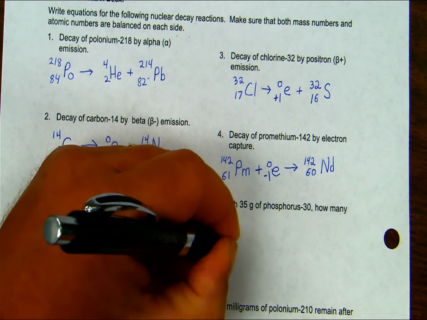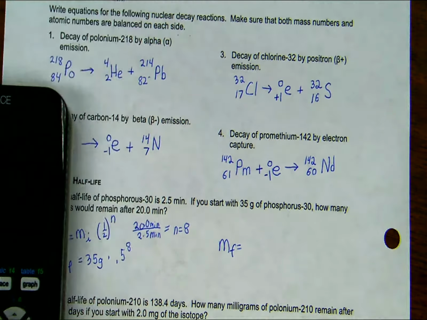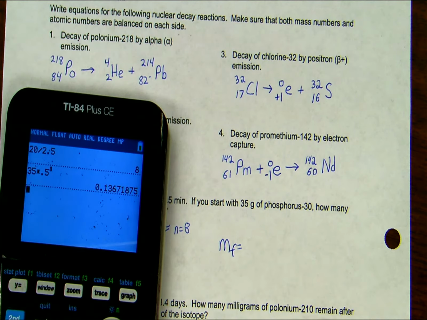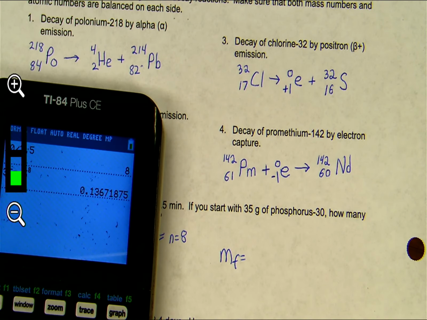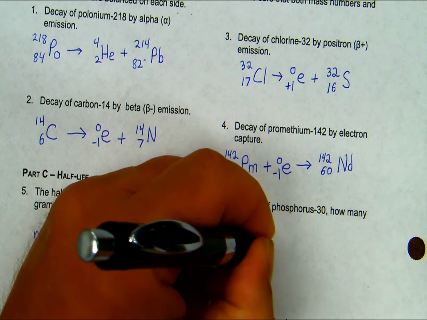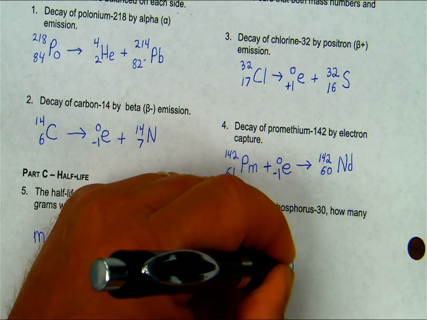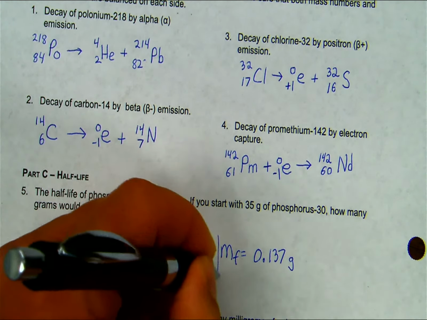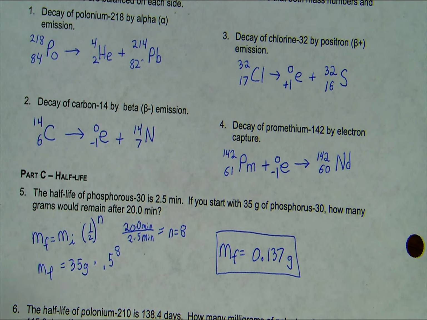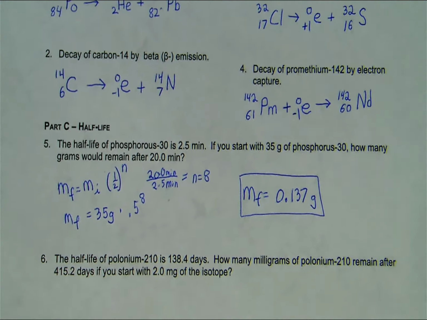How many grams remain? Well, 35 times 0.5 raised to the 8th power. And you can kind of make out the calculator says 0.13671875, and two sig figs, but I'll write it to 3, 0.137 grams at most. Okay, so that's rounding slightly up, and 3 sig figs instead of maybe the 2 that it deserves.